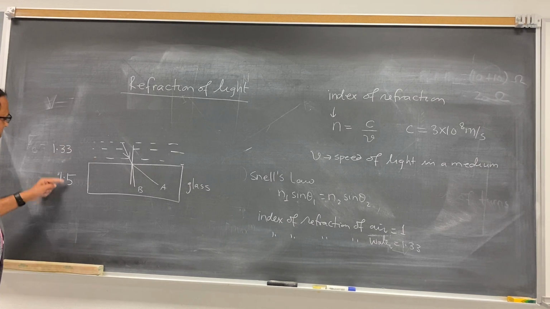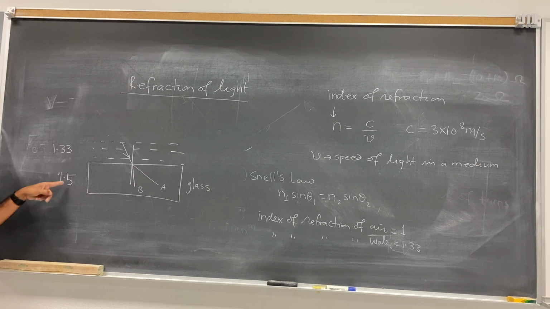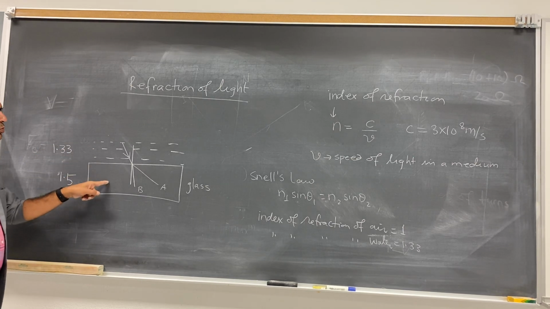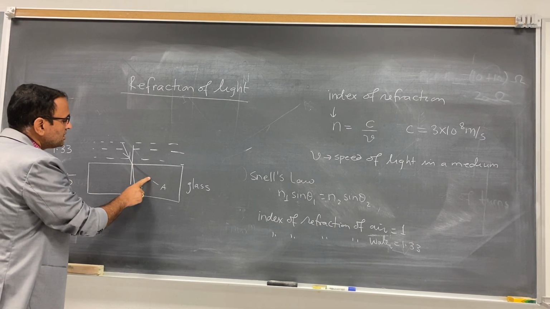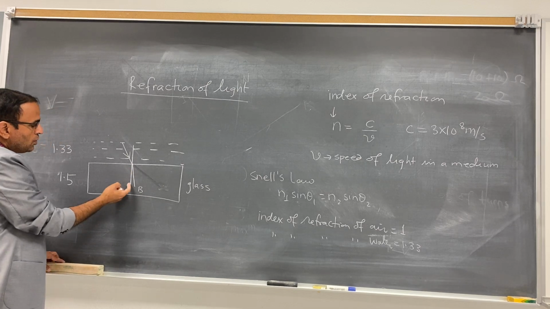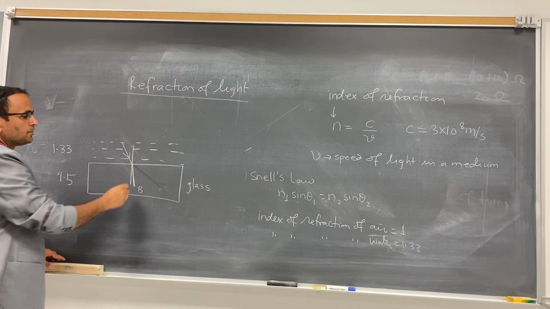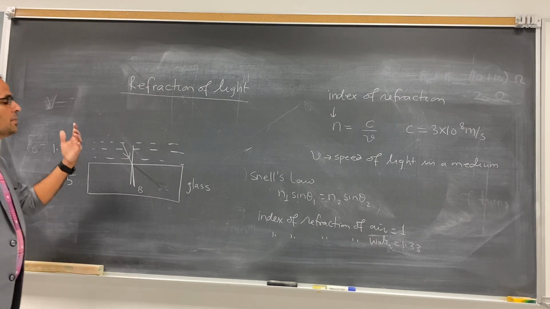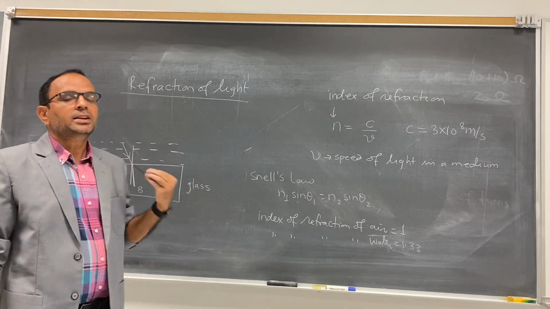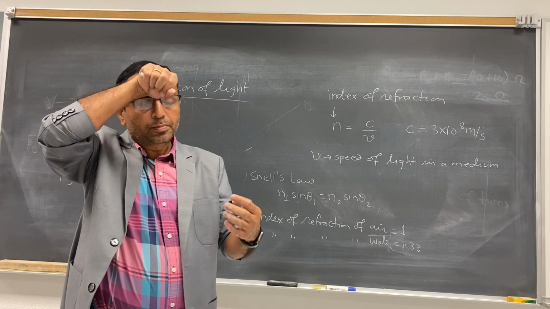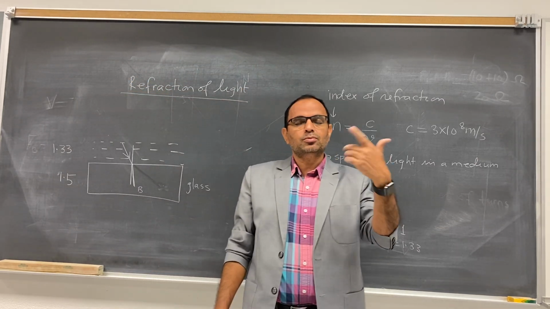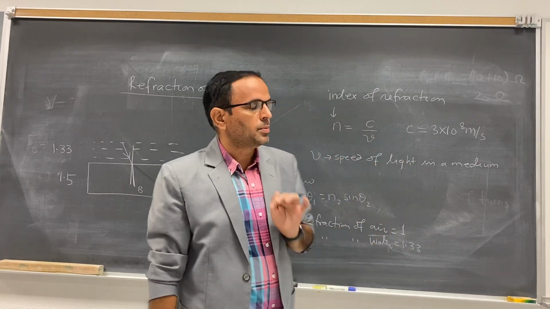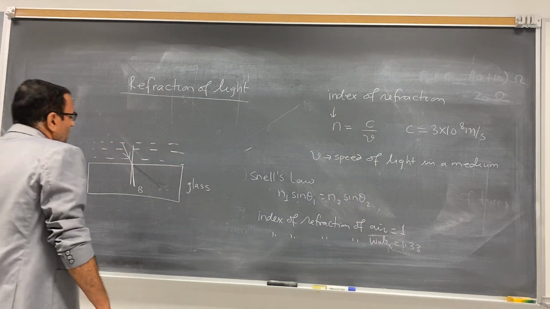Because in this case, water is 1.33, glass 1.5. So water is optically thin medium as compared to the glass. Glass is optically thick medium. So in this case, the answer is B. Ray of light bends toward the normal, like this. So if the ray of light is traveling from optically thin medium to optically thick medium, it bends toward the normal. If it travels from optically thick medium to optically thin medium, it bends away from the normal.